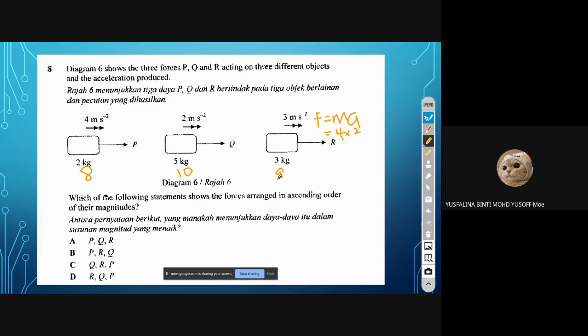And then you just arrange in ascending order. So the first one should be P, R, and Q. So P, R, and Q, the answer should be B. Alright, so next question.